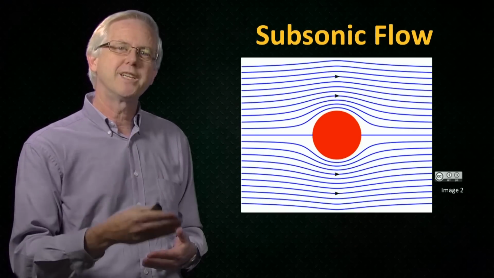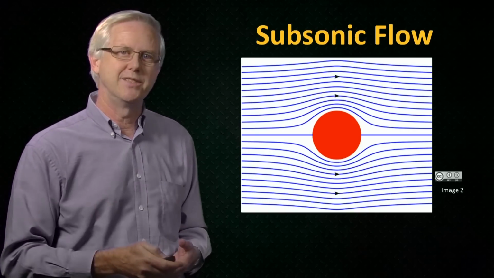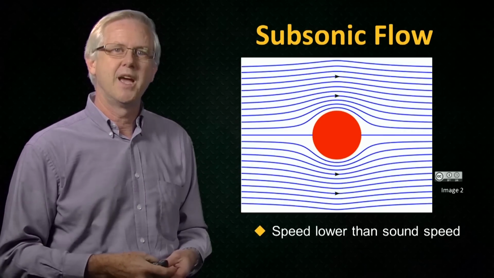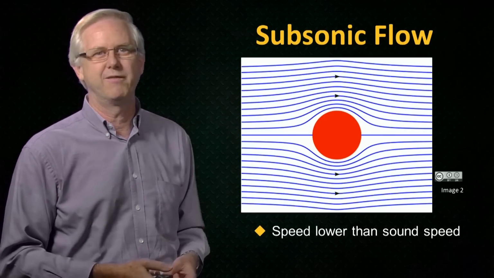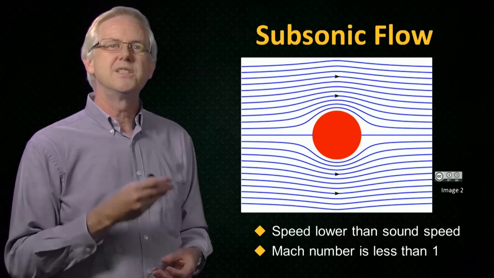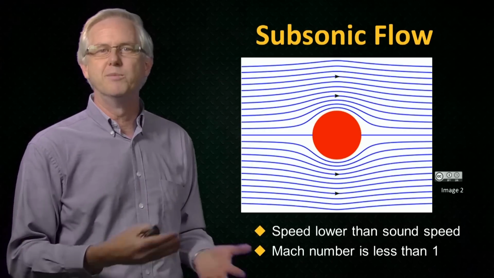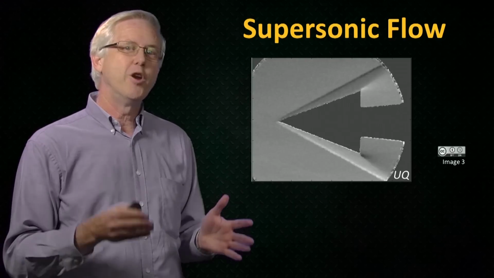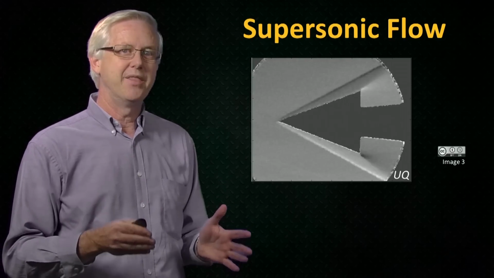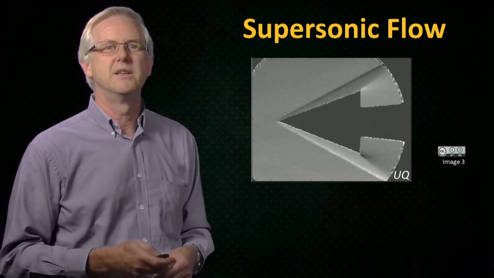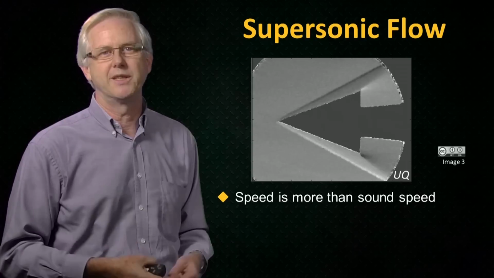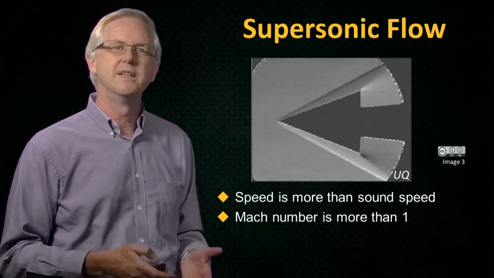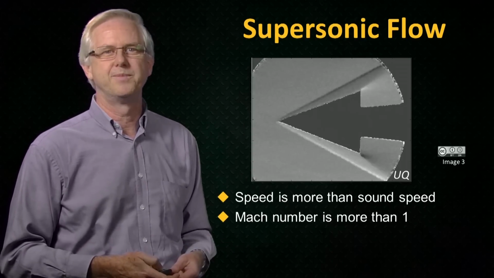We talk about objects that travel at speeds less than the speed of sound as travelling at subsonic speeds. And the flow shown here is a subsonic flow. Subsonic refers to Mach numbers from 0 to just under 1. If an object is travelling at a speed that's higher than the speed of sound, we say that it's travelling at a supersonic speed. So anything travelling at a Mach number higher than 1 is referred to as supersonic.